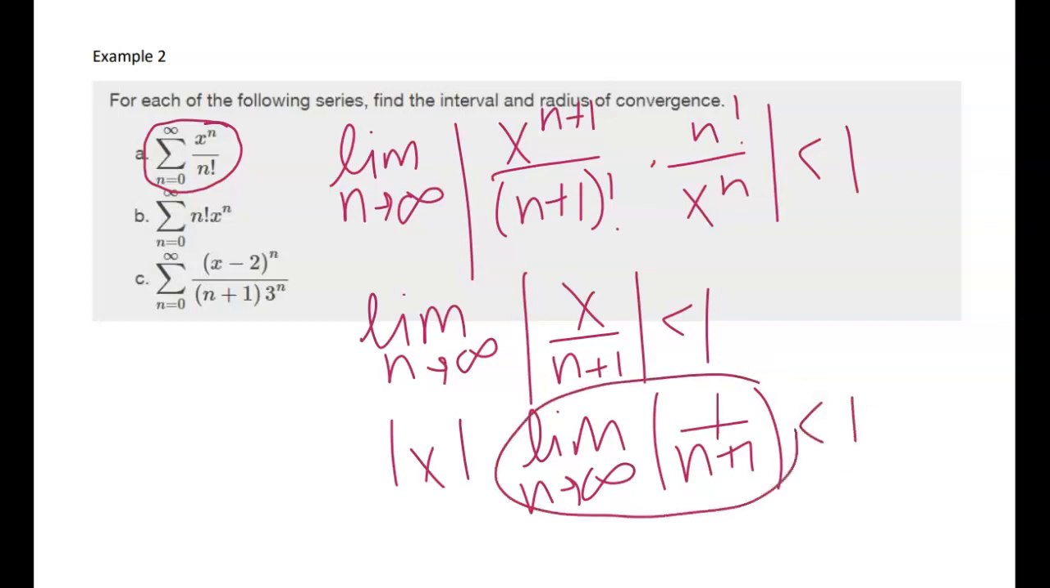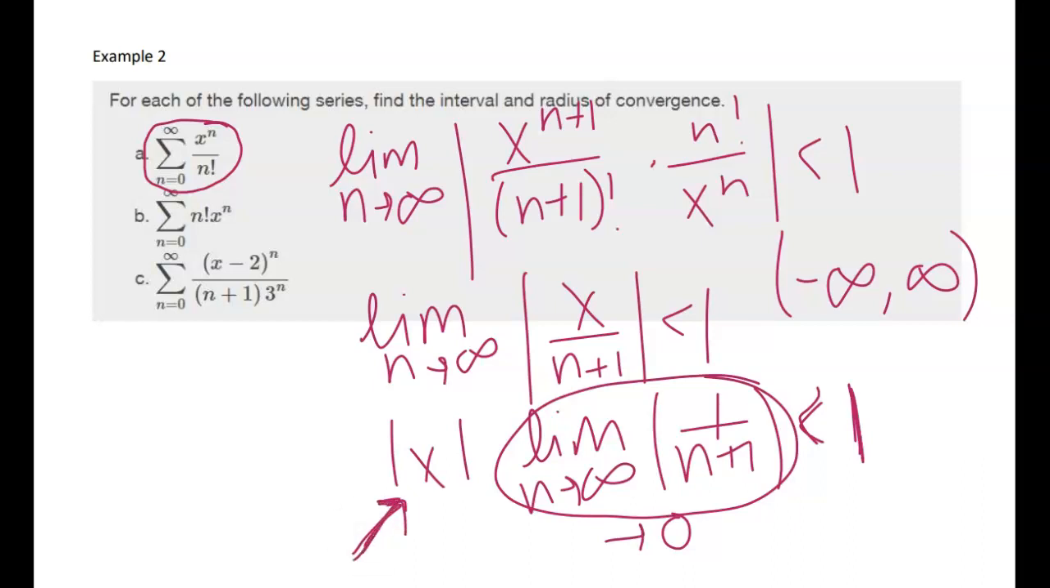Now this goes to 0. And no matter what value x is, that value times 0 is always less than 1. So this is actually going to be convergent for all real numbers. I'm going to say that one more time. The limit goes to 0. So no matter what value I plug in for x, number times 0 is always less than 1. So x can be anything, and this is always convergent.